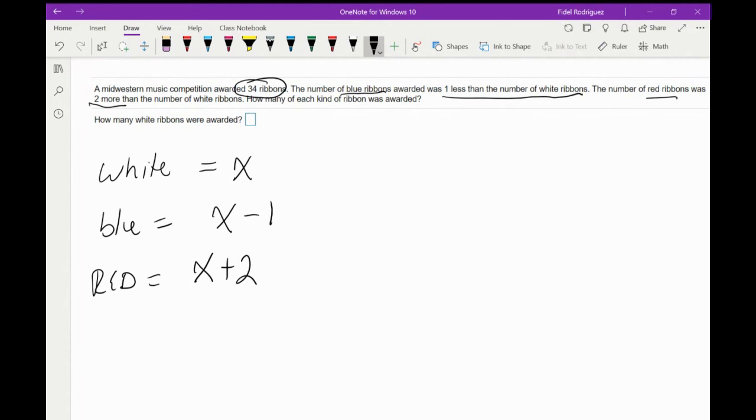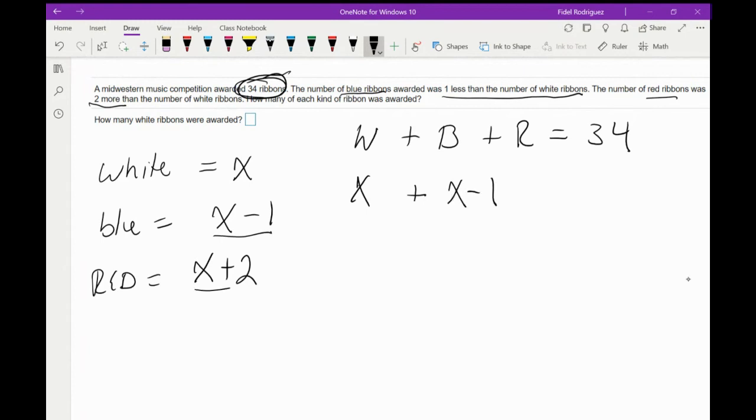Now remember, we have 3 types of ribbons here, right? So we're going to have the white ribbons plus the blue ribbons plus the red ribbons, and that's going to add up to 34 because we have a total of 34. The white ribbons, we're calling X. The blue ribbons, X minus 1. And the red ribbons, X plus 2. Before I go on, Ezra, am I doing okay so far? Okay, we're good. Excellent. Perfect.